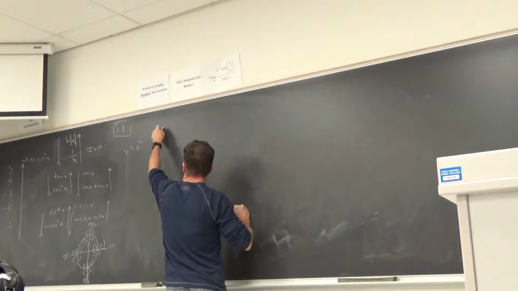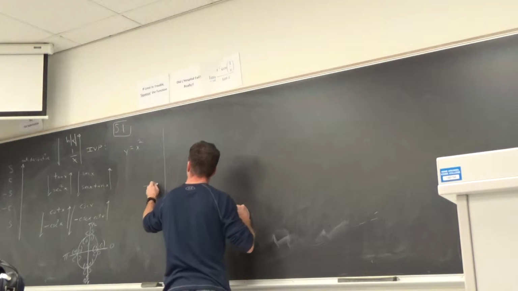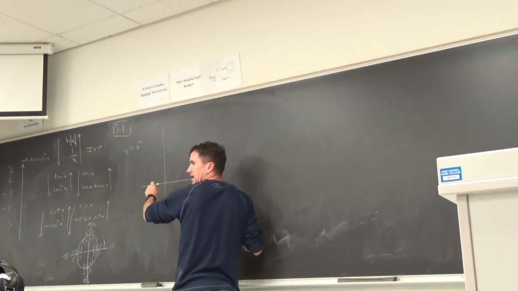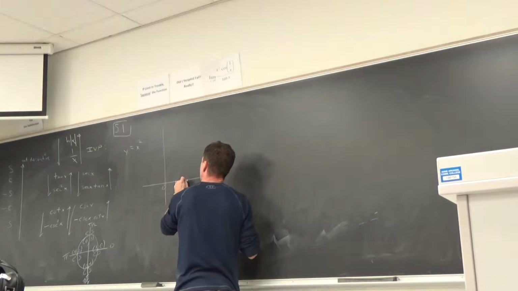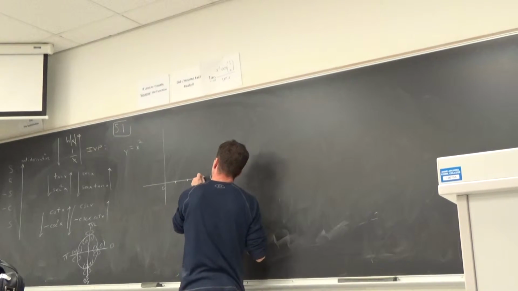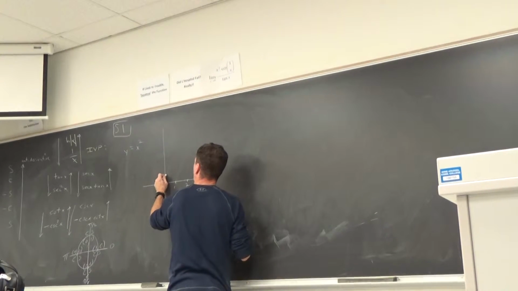Let's just look at a picture of this. Isn't that a parabola? I think I'll just start at 0, and I think I'll go out to 4. Does that sound good? 1, 2, 3, 4. Now at 1, how high does it get? 1. So I just go up 1 here.